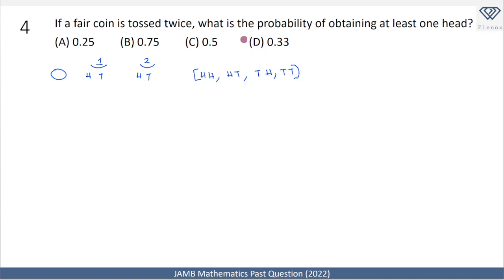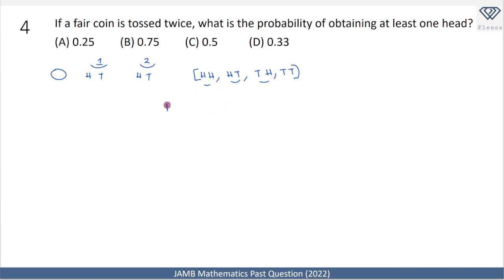Now, the question asks us to find the probability of obtaining at least one head. So in which of these scenarios do we have at least one head? We have at least one head in this scenario. We have at least one head in this scenario. And we have at least one head because you have two heads in this scenario.